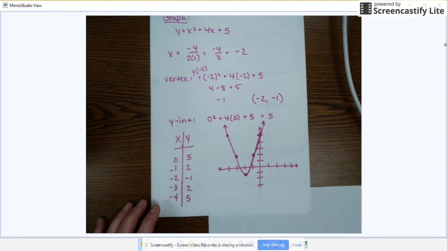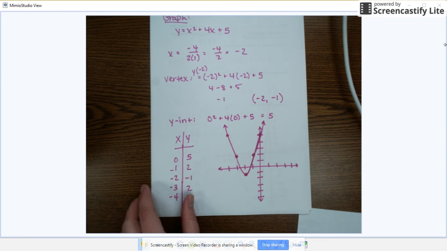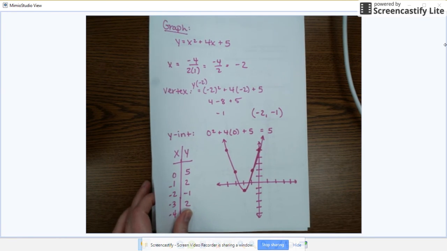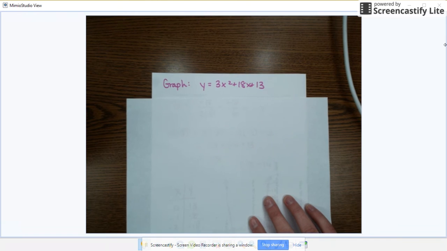When we go to graph that, there is a sketch of our parabola. Couple things: vertex, axis of symmetry would go straight through that. This is a parabola that opens upward, therefore our vertex is a minimum. Okay, we'll do one more example. We're going to graph 3x squared plus 18x plus 13.